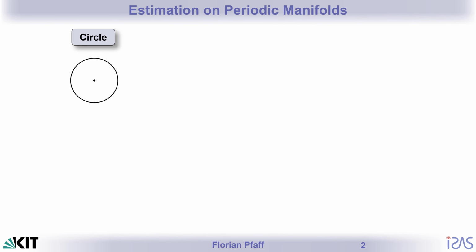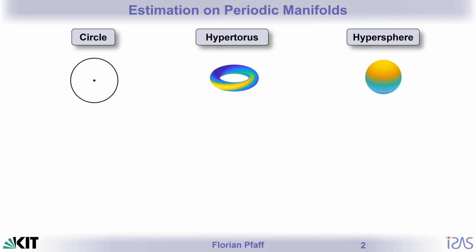We'll begin with a brief motivation about estimation on periodic manifolds. Periodic manifolds are such that, as you can see in a circle, if you go around the manifold, you will arrive at the origin again. And there are also higher-dimensional versions, such as the hypertorus, where you have multiple ways to go along it, or the hypersphere, which is very different because it does not have a hole. So why is it tricky?